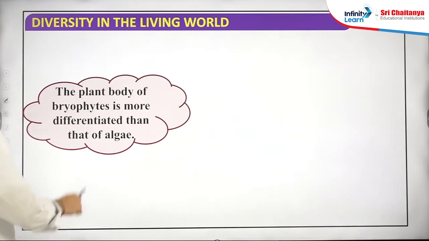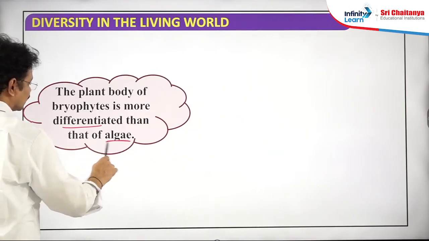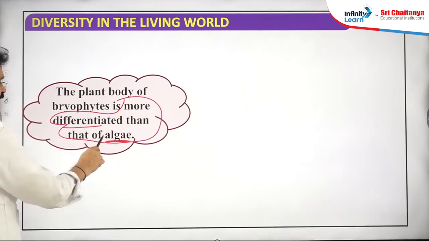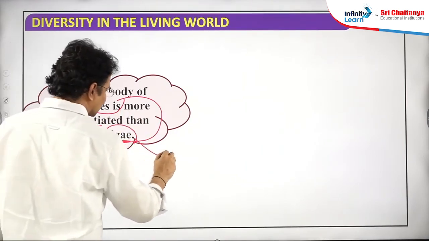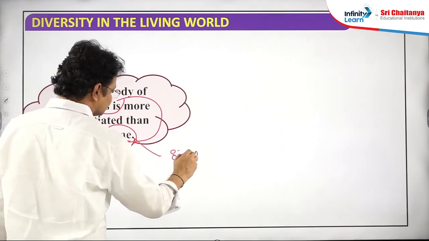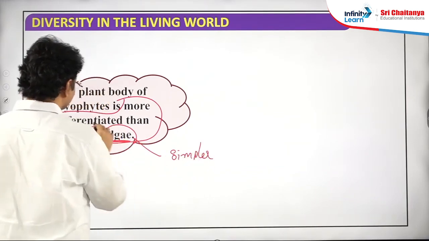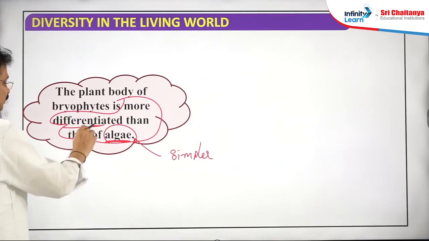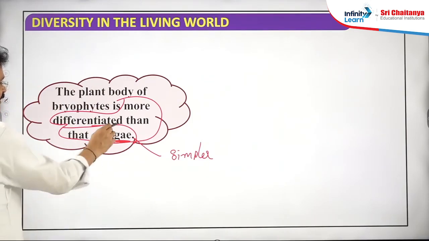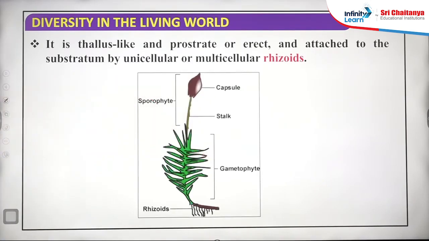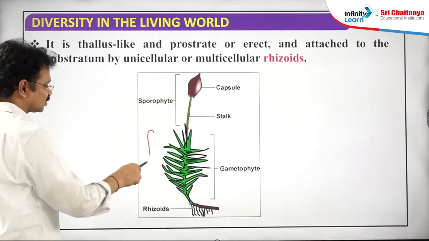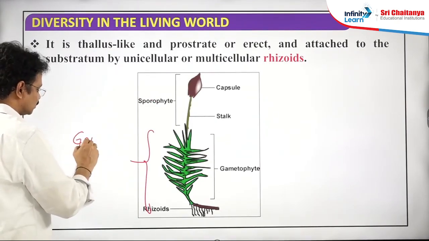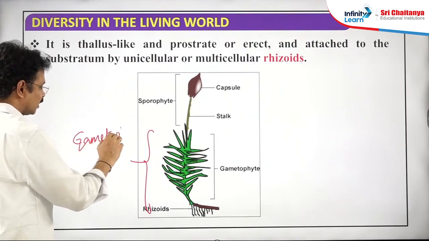The plant body of the bryophyte is more differentiated than that of algae. It is one of the simplest comparisons between bryophytes and algae. Algae is very simple. Algal plant body is very, very simple. But the bryophyte body is simple, lesser simple when compared to the algal. Slightly differentiated. Observe here. It is one of the typical moss plant bodies. It is the gametophytic generation. Haploid plant body.